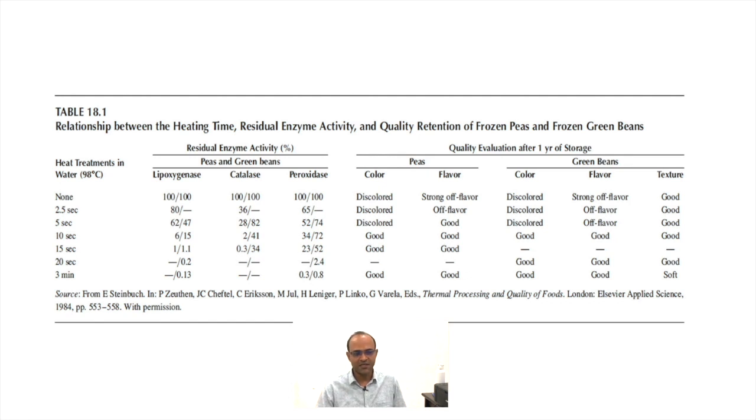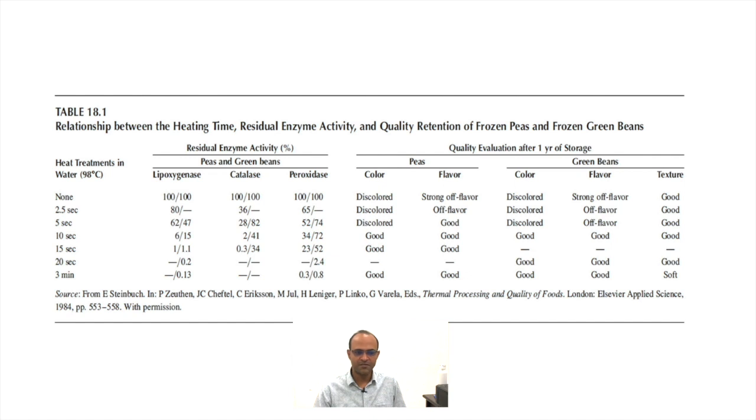But once the blanching is given, as the time increases, at 20 seconds the activity has reduced to 0.2, and then catalase and peroxidase have drastically reduced. The aspects related to peas were not evaluated, but for green peas the color, flavor and texture were good. So for 3 minutes there was extremely low enzymatic activity.